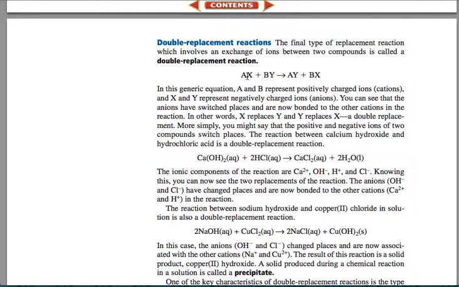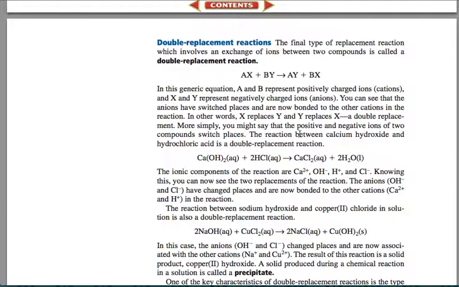So it was AX and now it's AY. It was BY and now it's BX. This is a double replacement. Two things are replaced. More simply, you might say that the positive and negative ions of two compounds switched places.